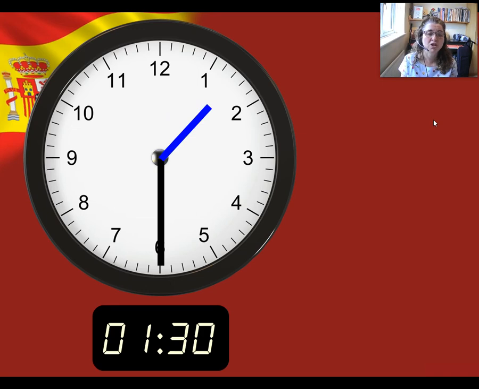Let's try those one more time. Remember that the little hand goes in between two numbers. The number, the hour, the o'clock that it's just left, and then the one that it's heading towards. Let's try them again.